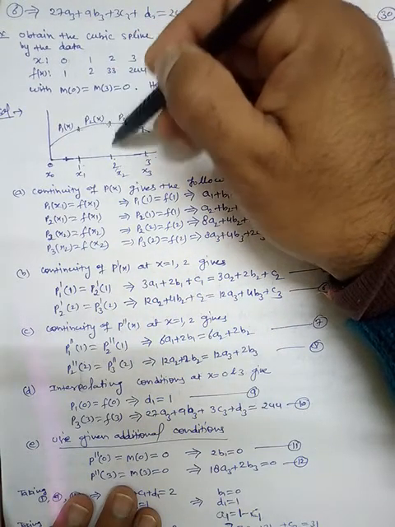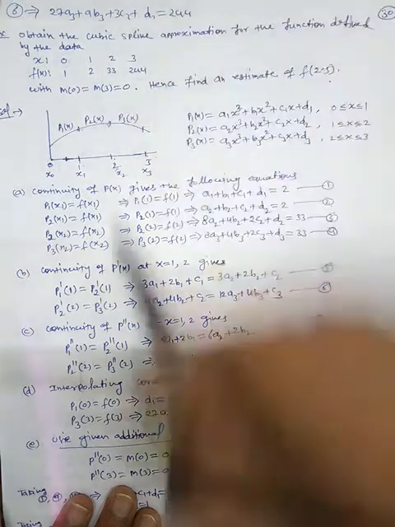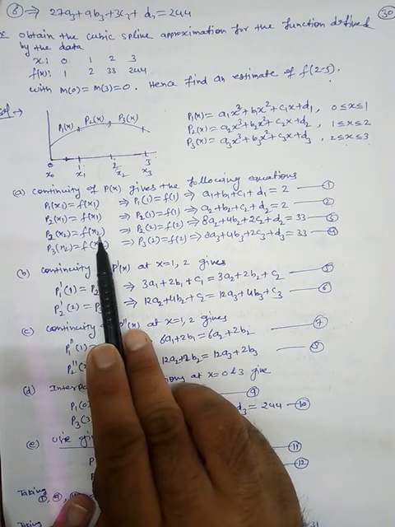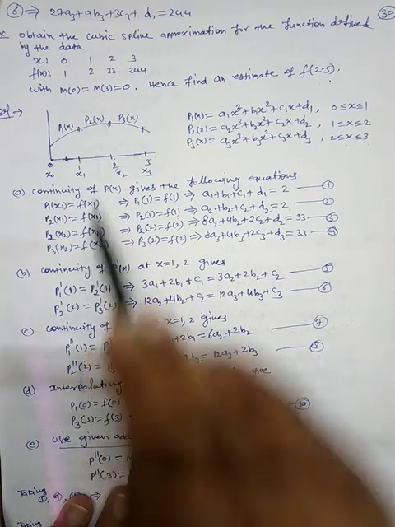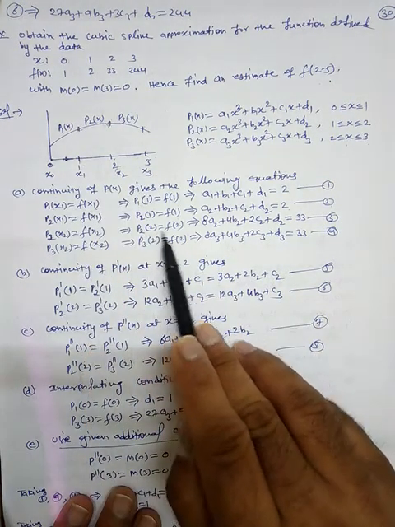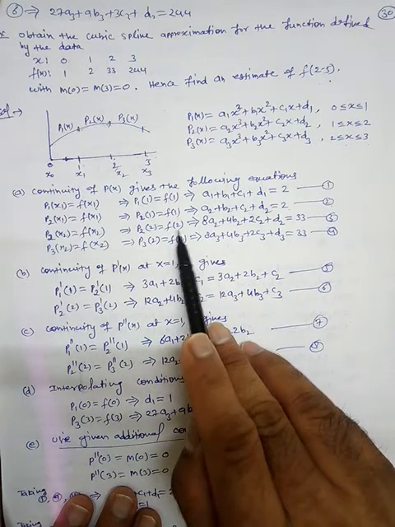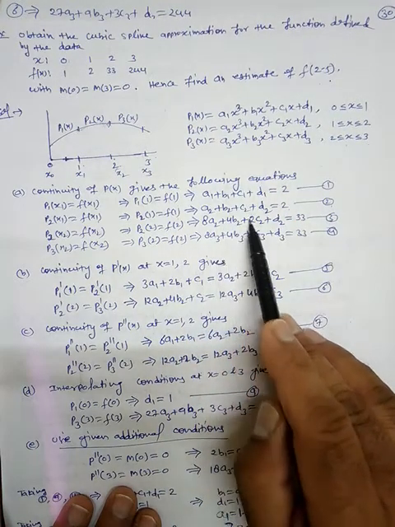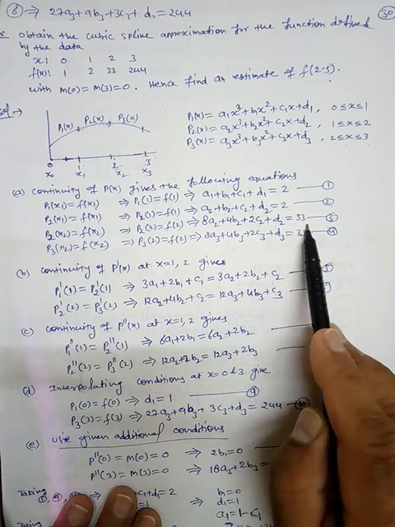Similarly, P2 is continuous at this point. So we get P2 at x2 is equal to f at x2. But what is x2? x2 is 2. So P2 at 2 is equal to f of 2. So put x is equal to 2 here. So we get 8a2 plus 4b2 plus 2c2 plus d2 is equal to 33.